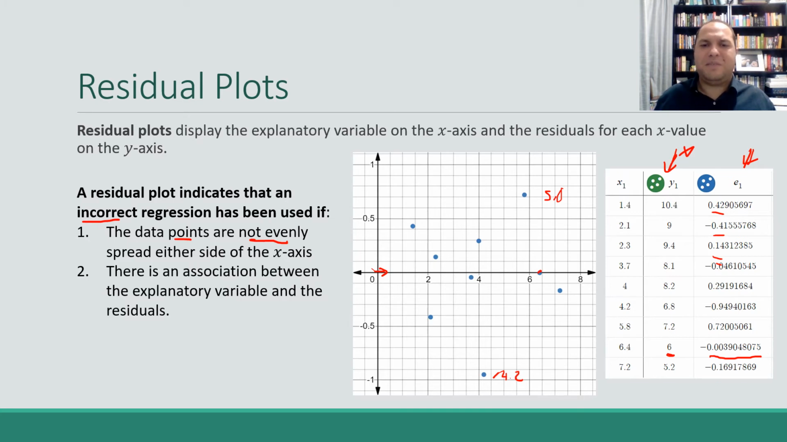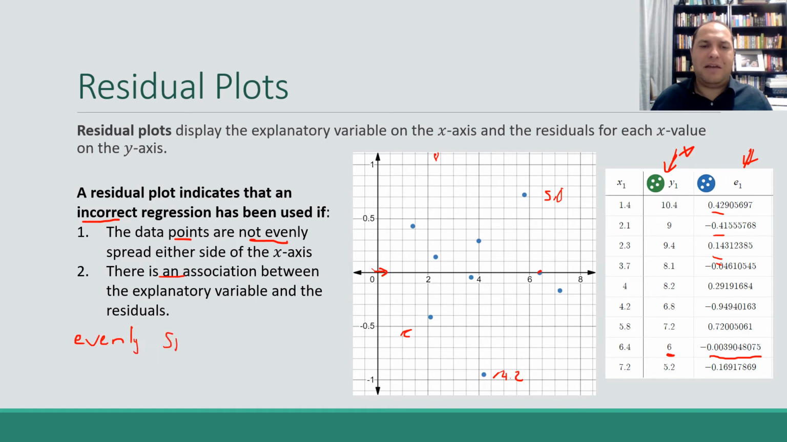Okay, so let's say there's 8 data points above and 2 below, that would not be a good model. Okay, because that just shows that the data is not spread out, it's not random. Secondly, a residual plot indicates that an incorrect regression has been used if there is an association. So if you look at your scatter plot and there seems to be some sort of association, that means that there's some sort of variable, or something that hasn't been considered when creating your line or your curve of best fit.